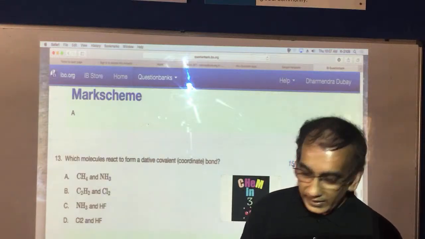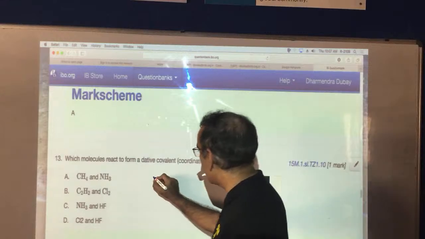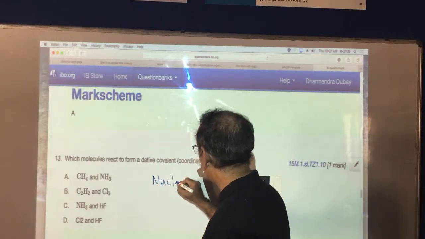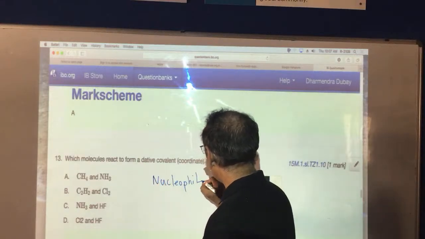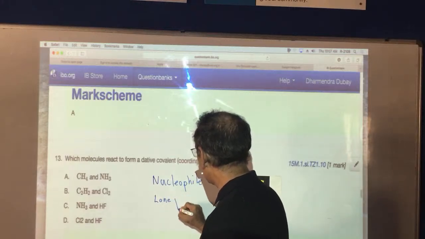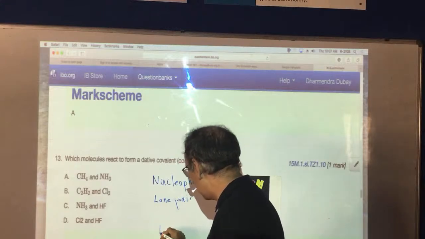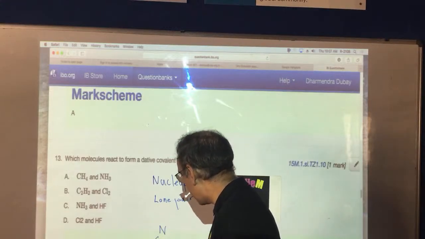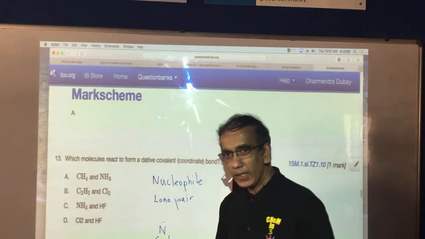I'm seeing nucleophile, yep, I'm seeing lone pair, and all of those are the words to use. Because ammonia is very much all of those things. It's got its 3 hydrogen atoms. It's got its lone pair here.